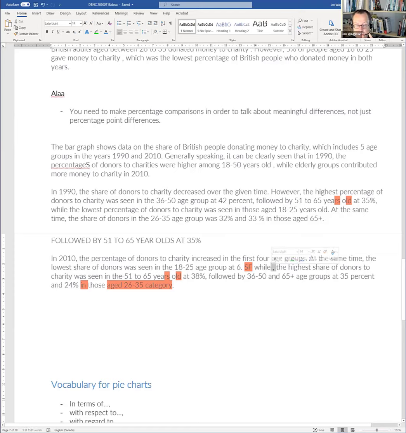There are situations, yes, if you embedded a phrase or a clause inside the subordinate clause, you would need to use commas, but that's really sophisticated stuff, and that's not what's happening here. Okay. So same thing here, was seen in 51 to 65 year olds. Exactly the same thing. 51 to 65 year olds.